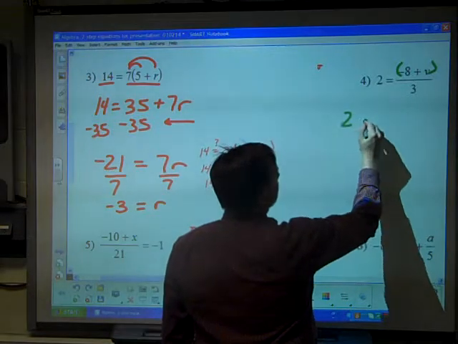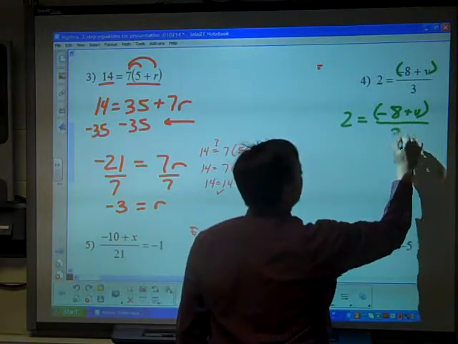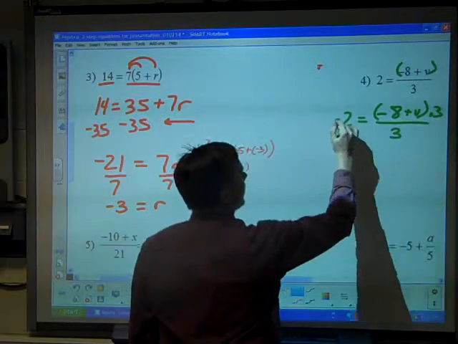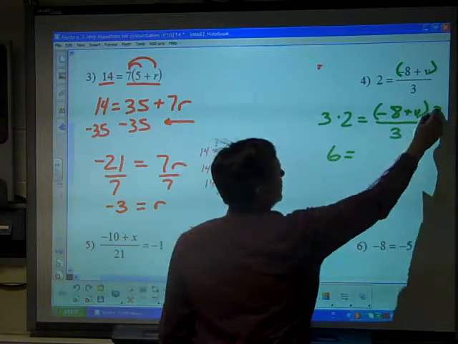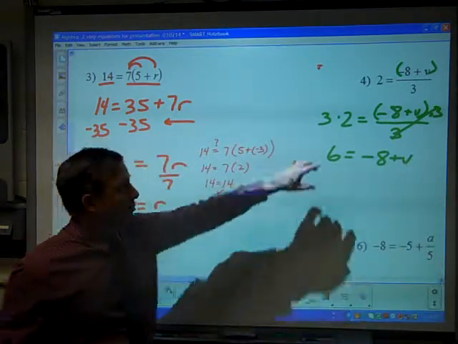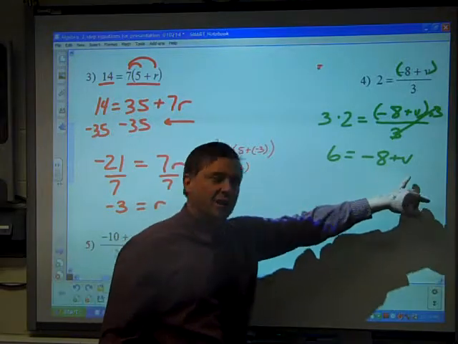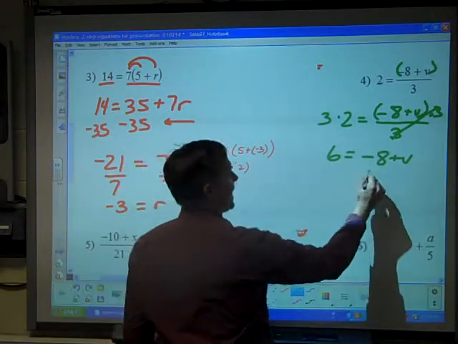So I'm going to see that the stuff is divided by 3. I'm going to multiply both sides by 3. And I get 6 equals -8 plus b. So I started with 2 terms, and when I make the multiplication, I ended up with 1, 2, 3 terms. So now I'm going to look to add or subtract. Well, I want to add 8.